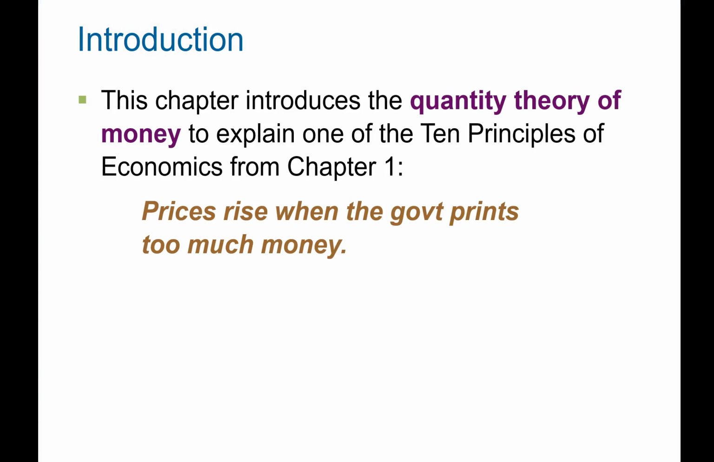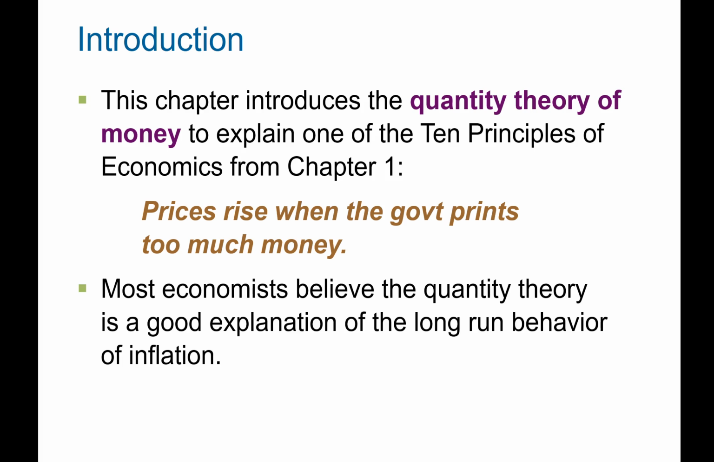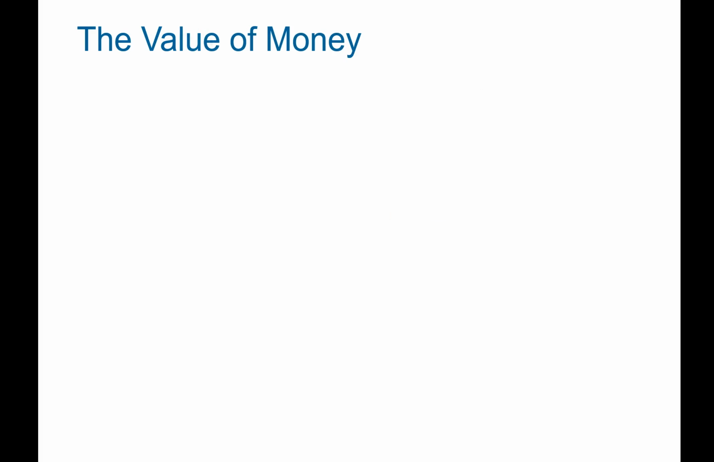This week, Lesson 11 is Chapter 17, which deals with money growth and inflation. We're going to be answering a bunch of questions here and understanding the quantity theory of money, which is one of those 10 principles of economics from Chapter 1, and it tells us that prices rise when the government prints too much money. And while most economists believe that this is a good explanation of inflation, we need to understand a little bit more about that.